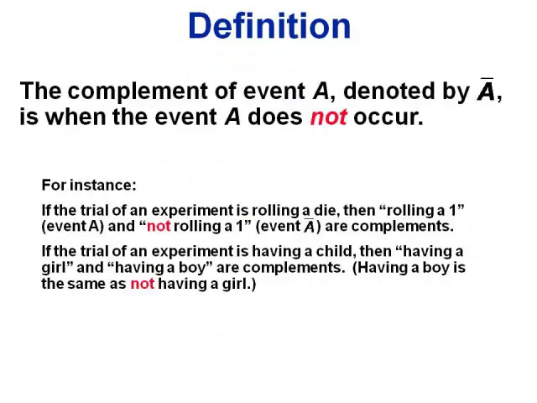In addition to compound events, sometimes we're interested in the complement. The complement is the chance that something does not happen. So, for example, if you're rolling a die, then rolling a 1 would have a complement of not rolling a 1. So the complement of rolling a 1 would be rolling a 2 through 6. Or if we're talking about having a boy versus having a girl, those would be complements because having a boy is the same as not having a girl.